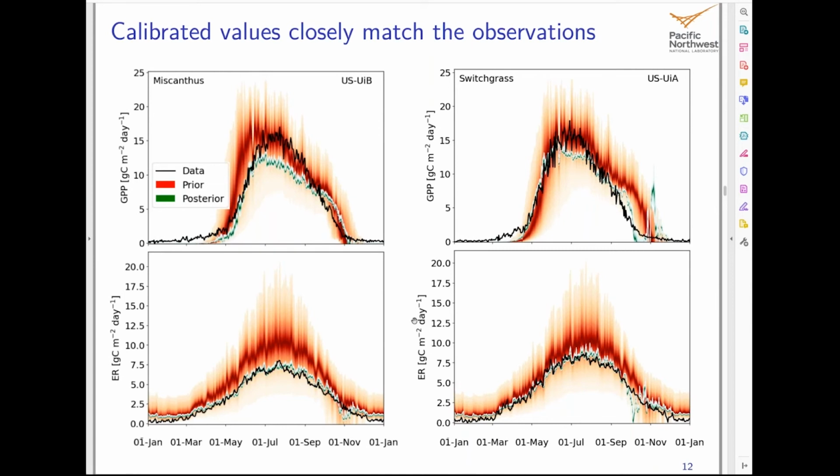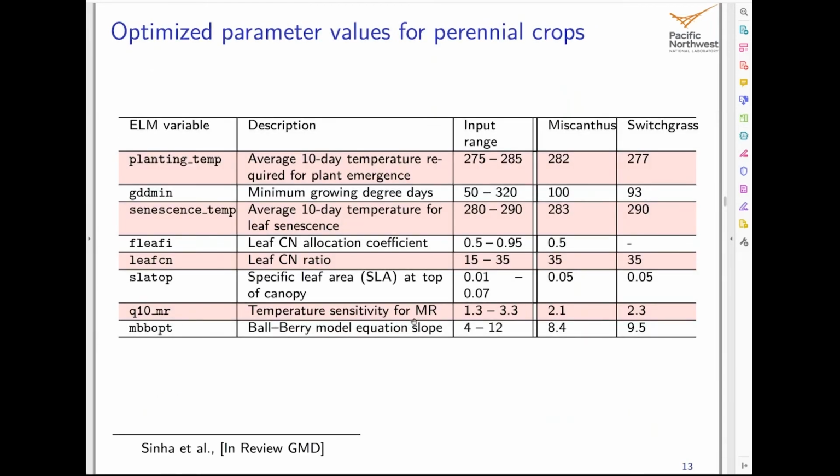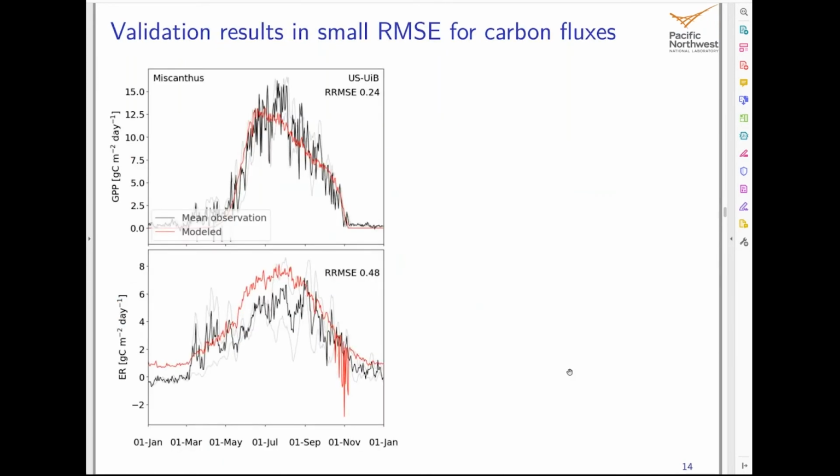Calibration basically identified the optimum parameter ranges for the most influential parameters, which are listed here. So I just wanted to give a glimpse of that. And these parameter values were then used for validating the model. So we performed model validation by utilizing those optimal parameter ranges and running ELM, just one more ELM run based on those optimum parameter ranges.